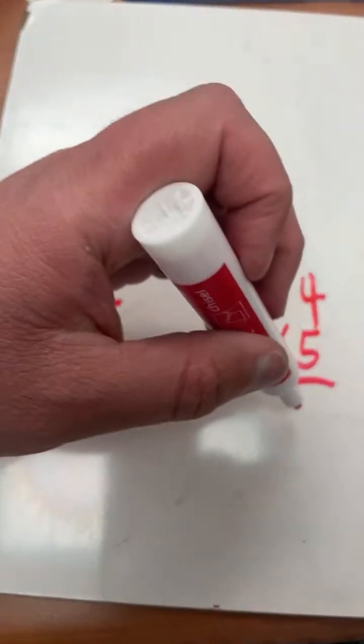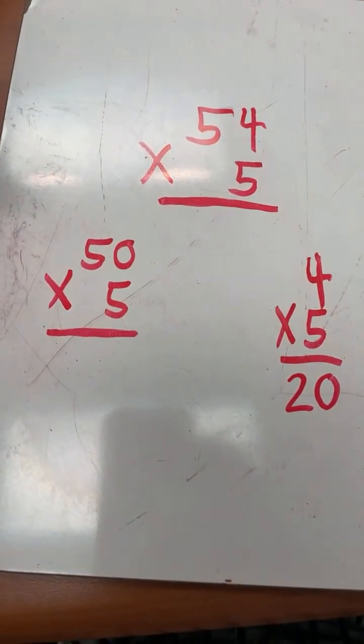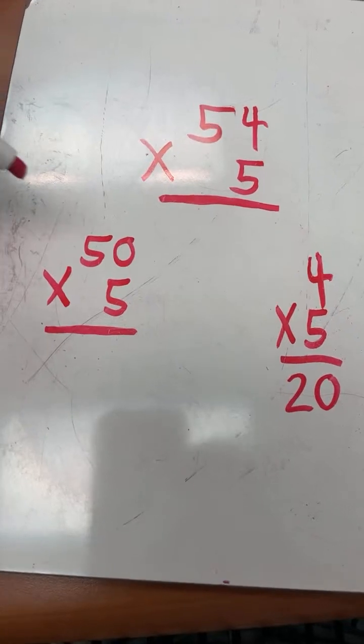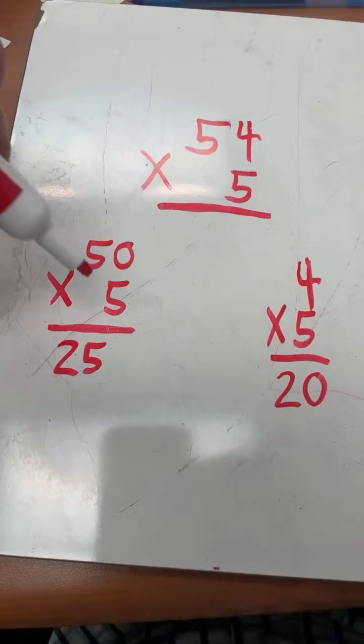So 4 times 5 equals 20. To find our answer to 50 times 5, we multiply 5 times 5 and add a 0 to our answer. 5 times 5 equals 25. If we add a 0 to 25, we get 250.